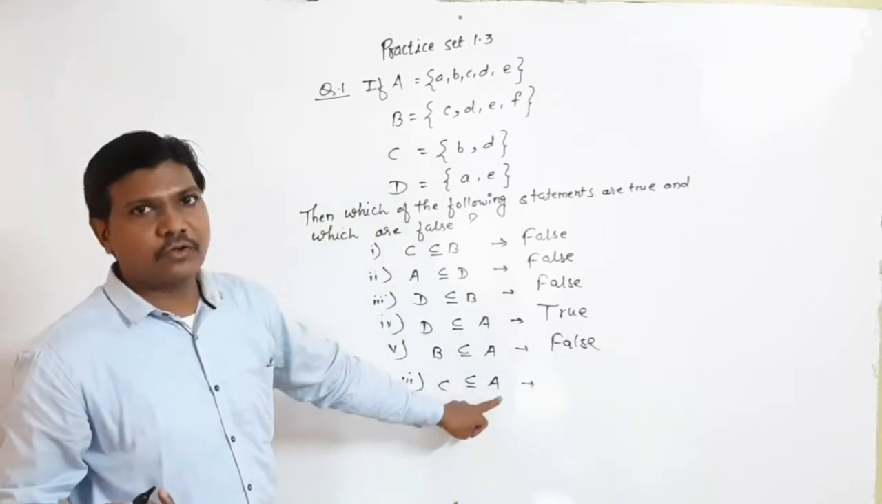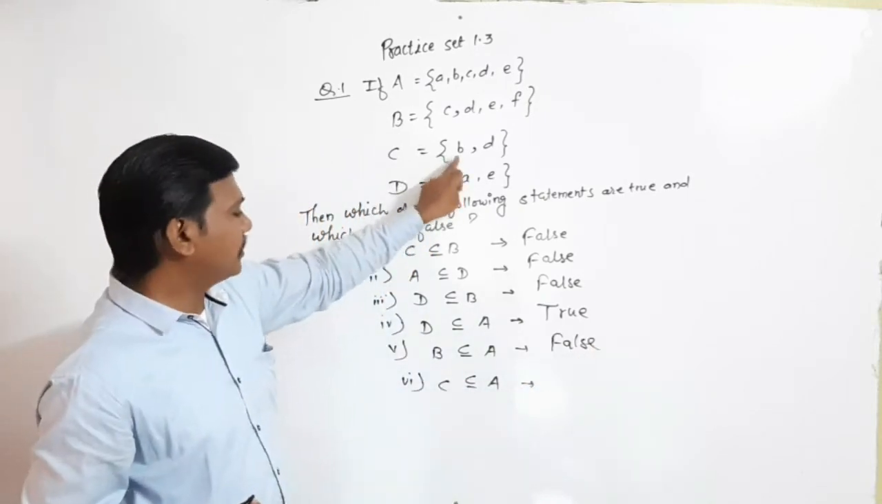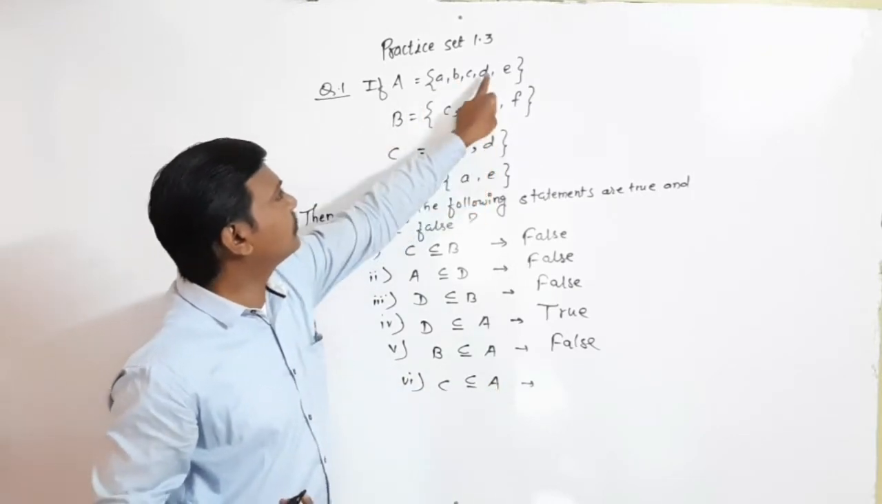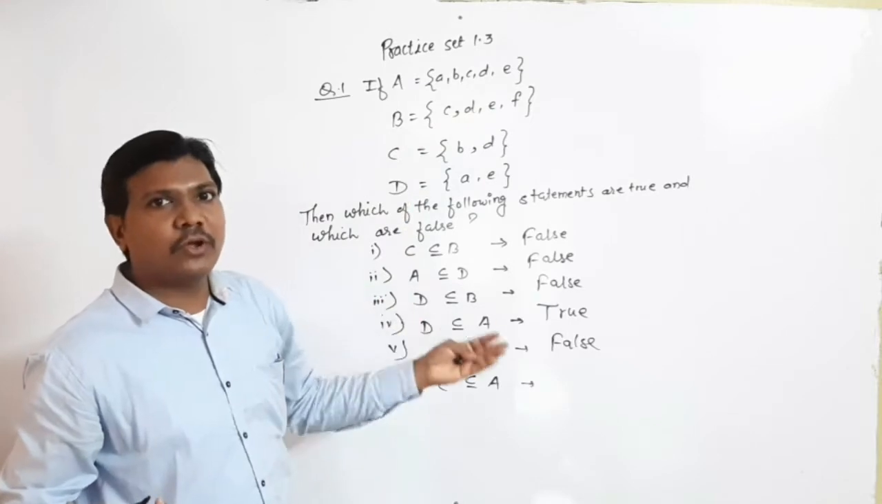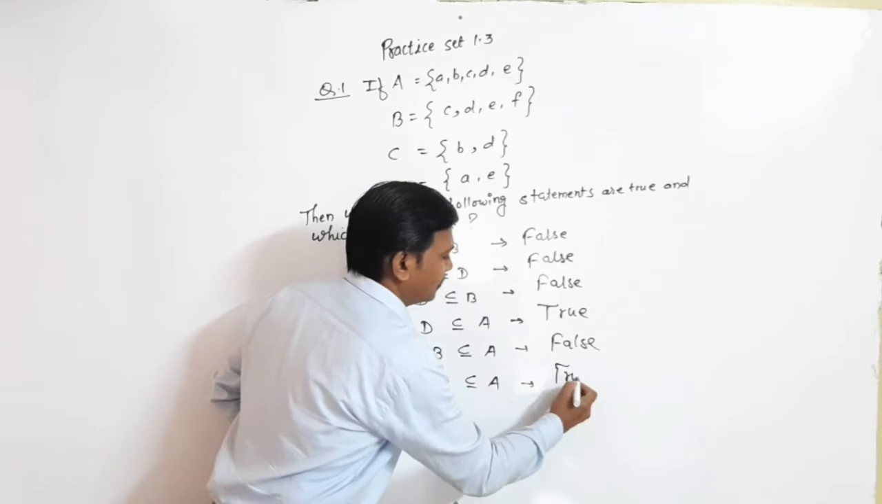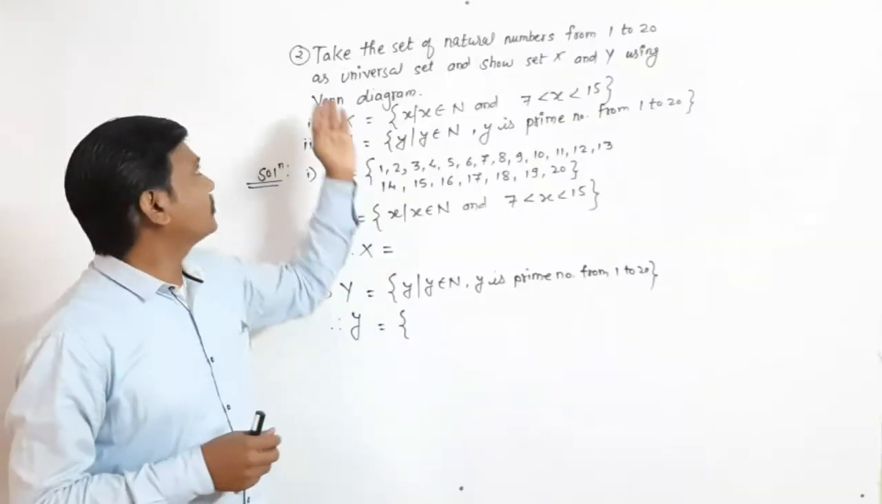Then C is a subset of A. In C, B and D, B is in A, and D is also in A. It means each and every element of set C is in A. So it is true. Let's see question number 2.